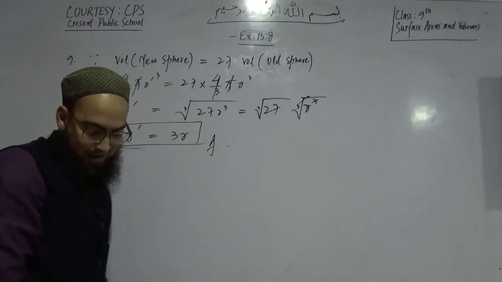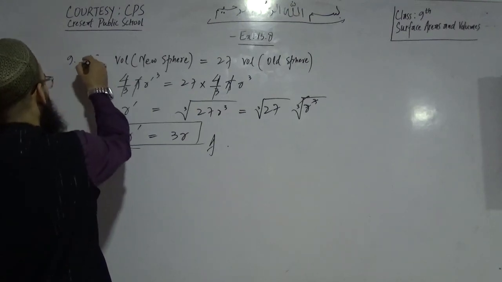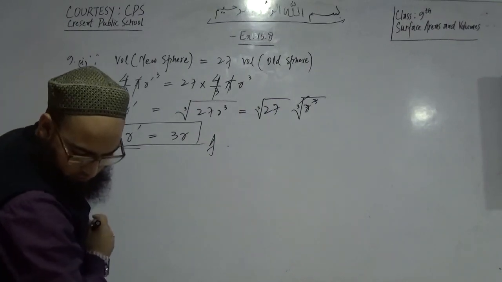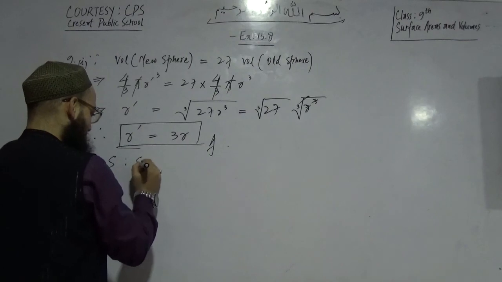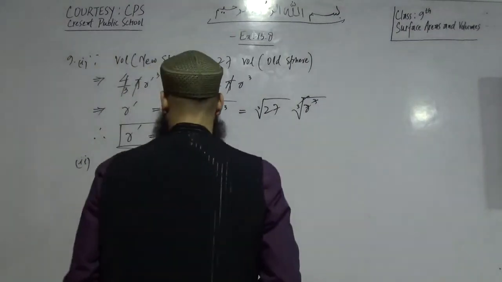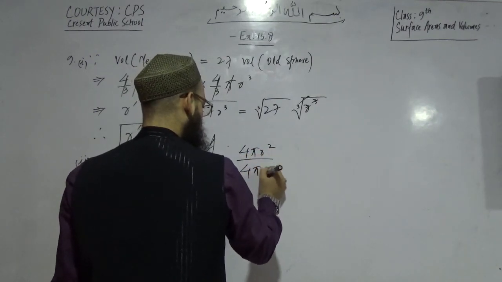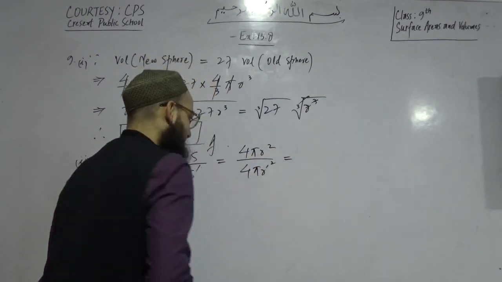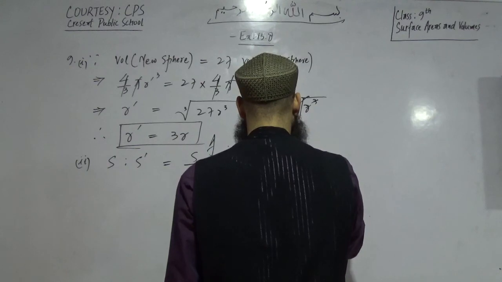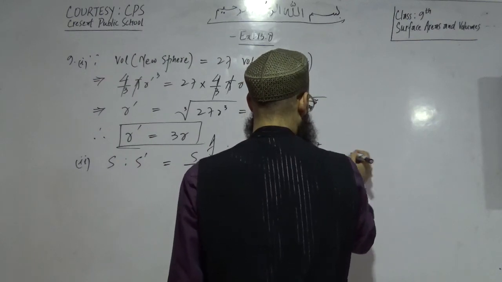Then you need to find the ratio of s and s dash. This was part first. Ratio of s and s dash. So s by s dash is equal to 4 pi r square divided by 4 pi r dash square. 4 pi gets cancelled, so it's r square by r dash square. That's it.